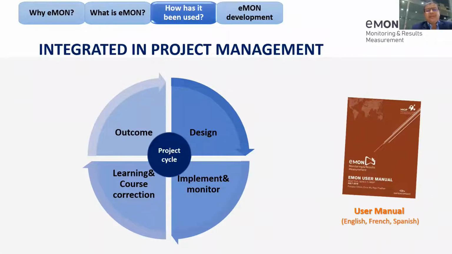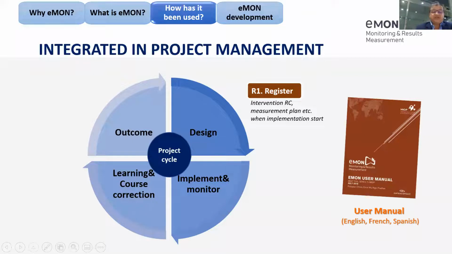What we do is integrate the e-MON into project management, as we've done in MIGIT and ISA now. In the design, all interventions are registered on the e-MON system with the results chain and the measurement plan, and when implementation starts, we record all the data and observations with evidence files as we perform the activities. This has been really useful for us, as we do not need to keep looking for evidence files.